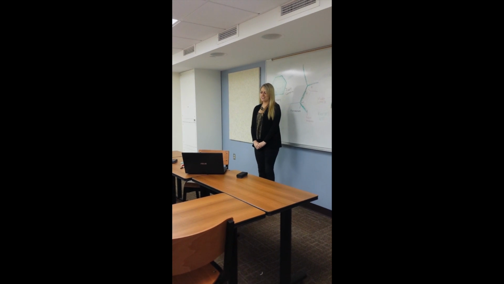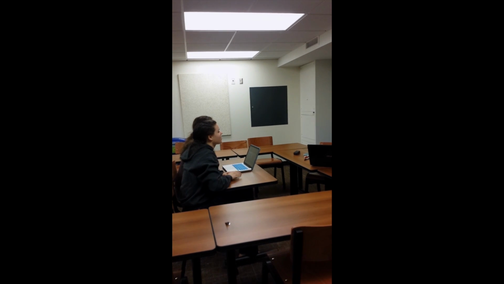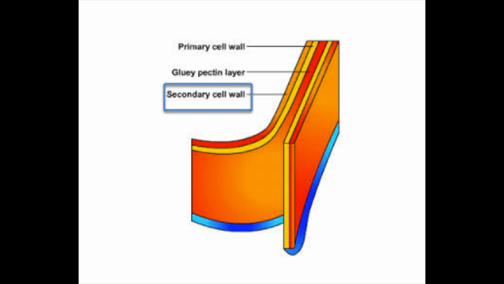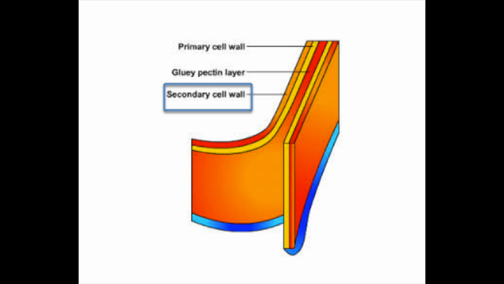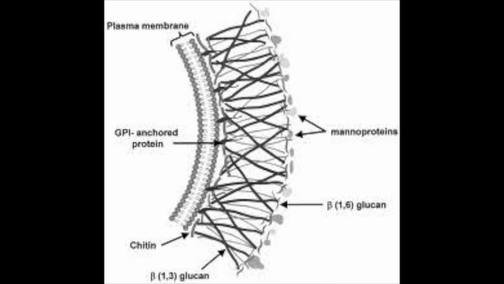Who knows what the last layer is called? Yes. Is it the secondary layer? Yes, you're right. And does anyone know anything else about the secondary wall? Isn't it made up of many layers and provides strength to the cell wall? You're right, and it's composed of cellulose, hemicellulose, and lignin.